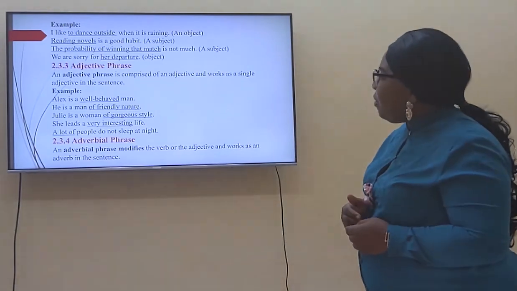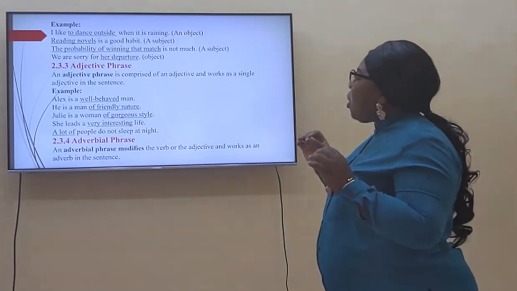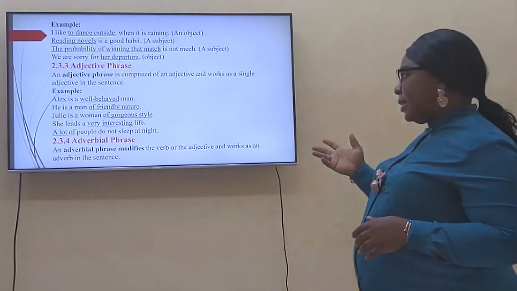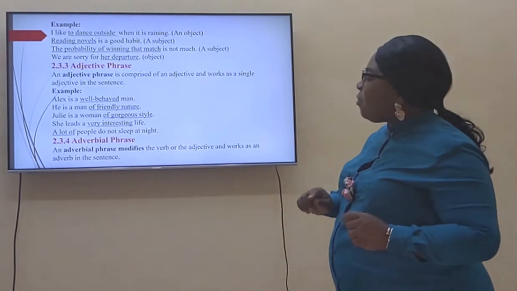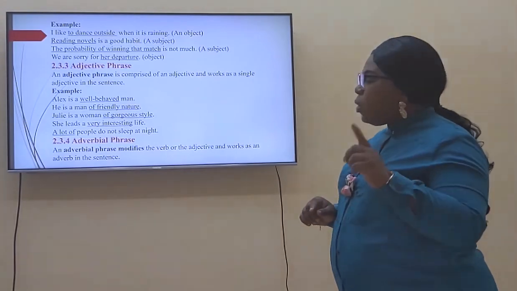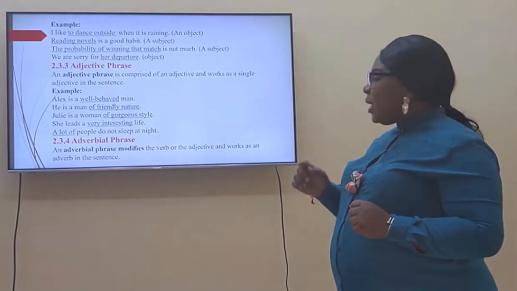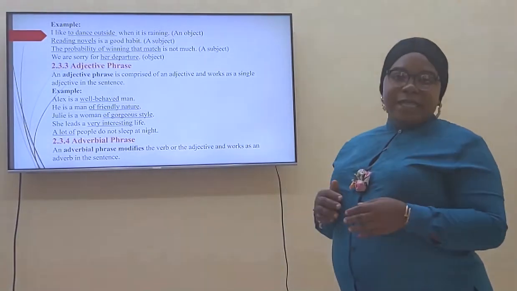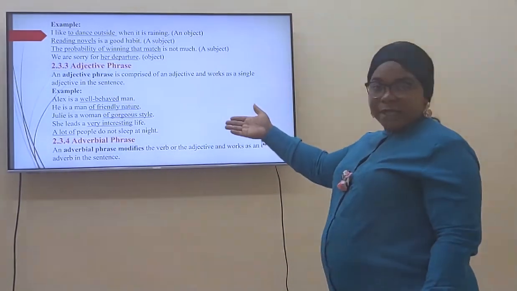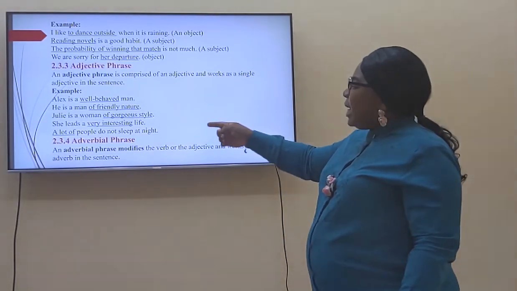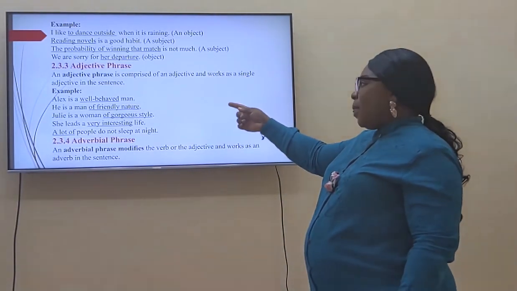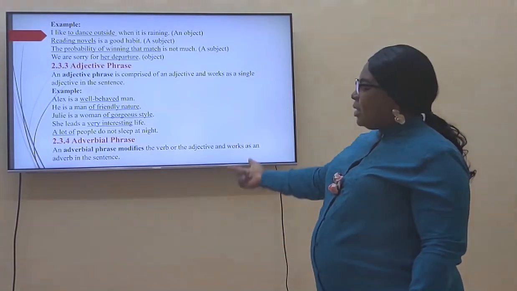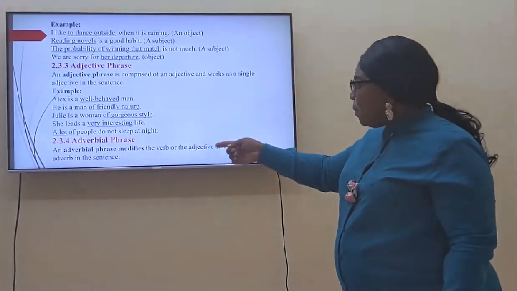We have the adjective phrase. An adjective phrase is comprised of an adjective and works as a single adjective in the sentence. Right? We have, for instance, Alex is a well-behaved man. Well-behaved in the sentence is the adjective. Right? We have, he is a man of friendly nature. He is a man of what sort? Friendly nature. So friendly nature is describing what sort of man he is.